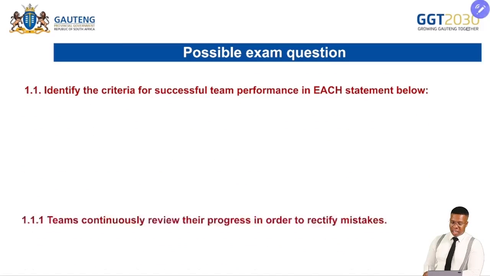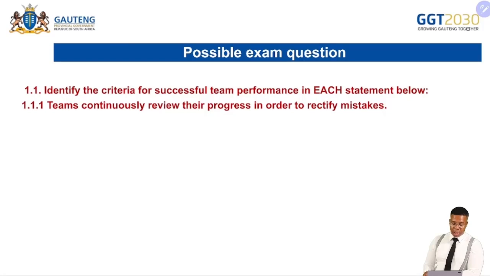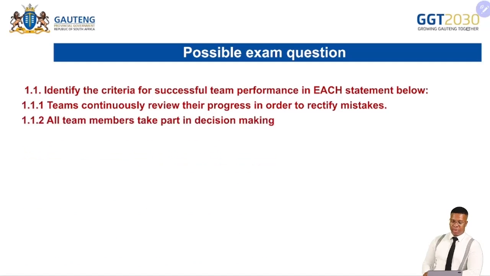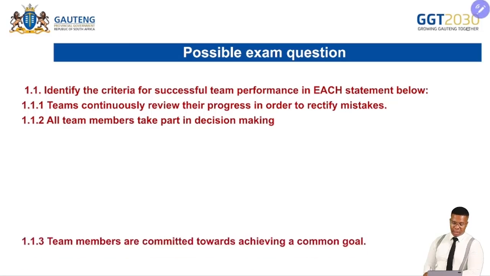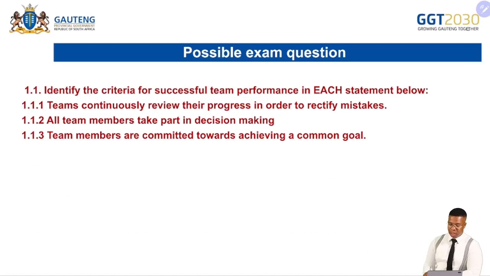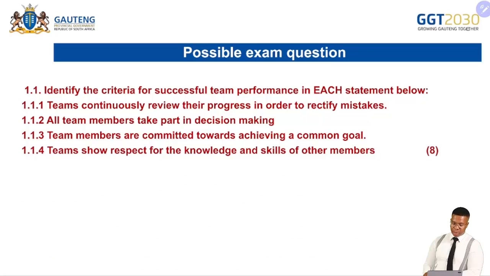Then looking into your criteria, this can also come in a format of statements or scenarios. Now, when you're looking into the statements, identify the criteria of team performance in each statement below. You have the following: the teams continuously review their progress in order to rectify mistakes. All team members take part in decision making. Team members are committed towards achieving a common goal. And then another aspect is that team members show respect for knowledge and skills of others.